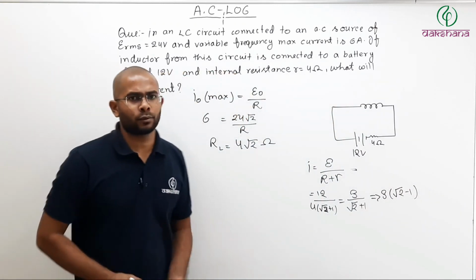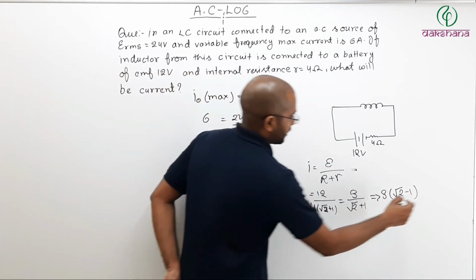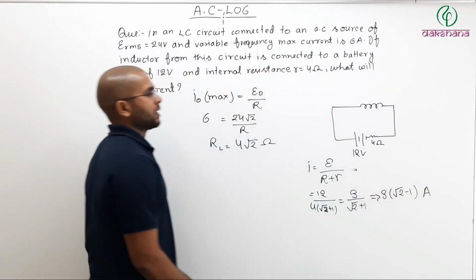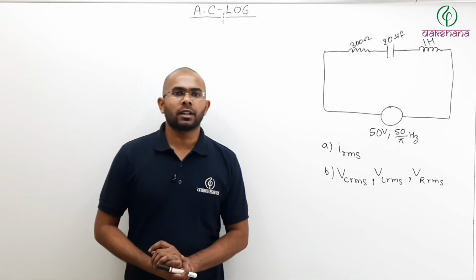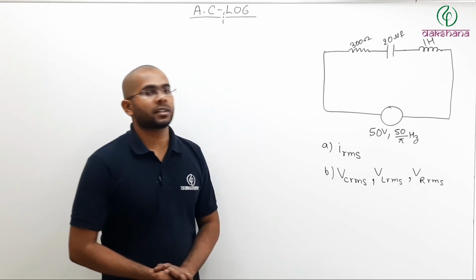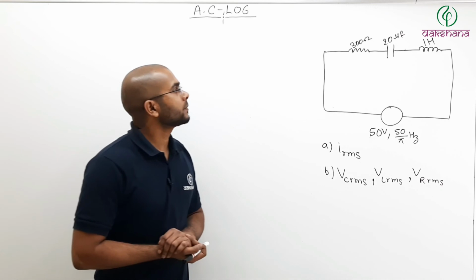Multiply and divide with root 2 minus 1. So that much is the ampere current in the battery. You can pause the video and note it down. Let us solve another question based on your LCR circuit before we wrap up today's lecture.